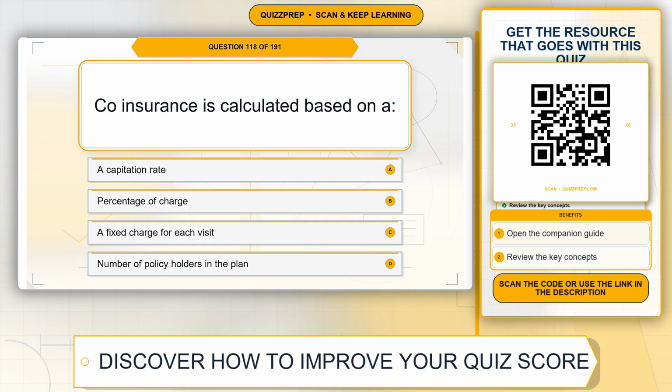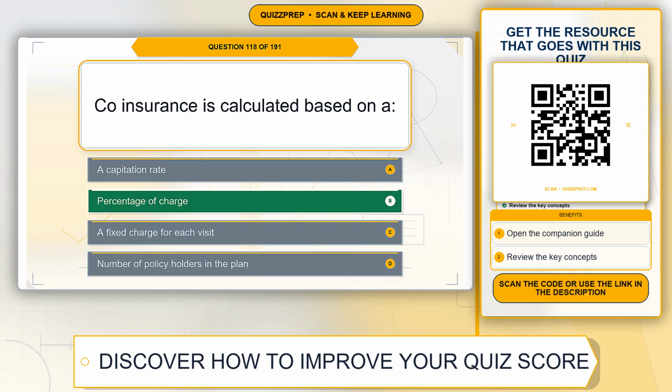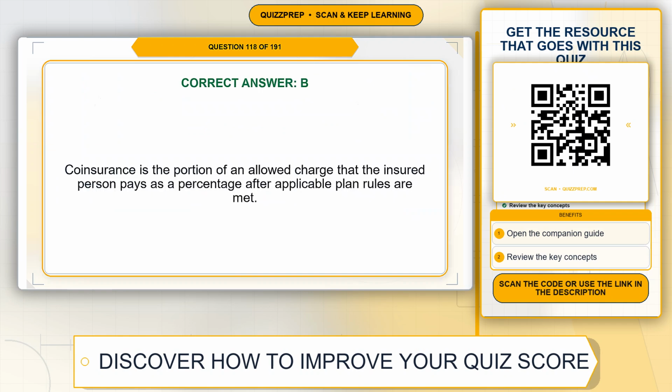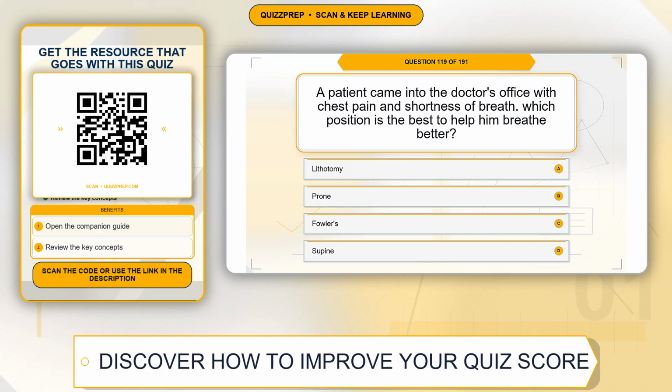Question 118. Co-insurance is calculated based on: Option A, a capitation rate. Option B, percentage of charge. Option C, a fixed charge for each visit. Option D, number of policy holders in the plan. The correct answer is option B, percentage of charge. Explanation: co-insurance is the portion of an allowed charge that the insured person pays as a percentage after applicable plan rules are met.